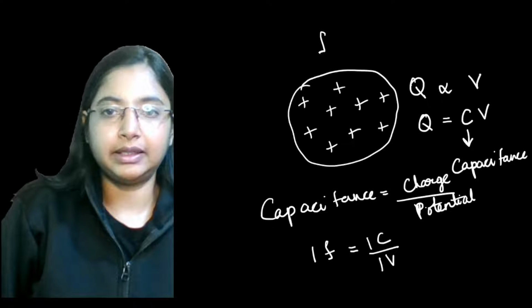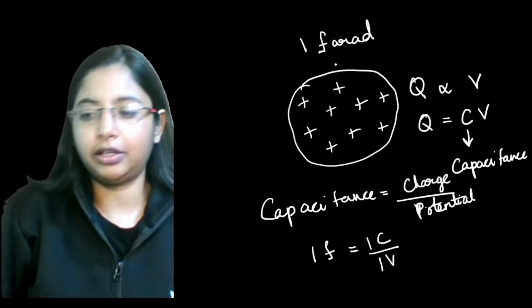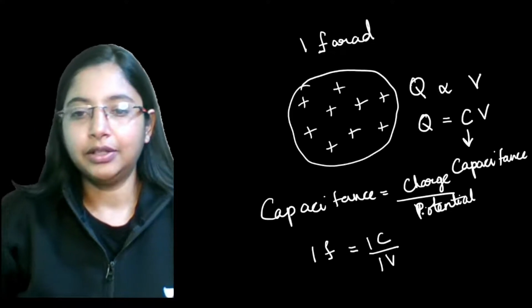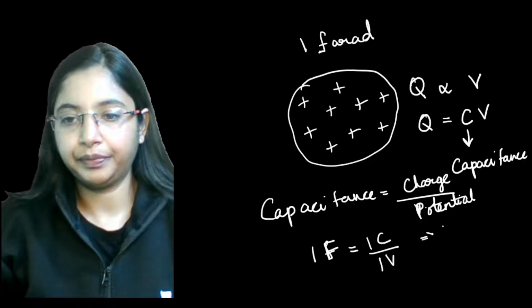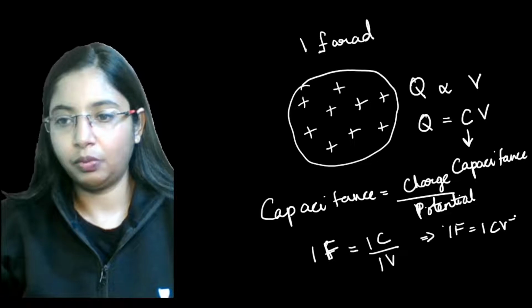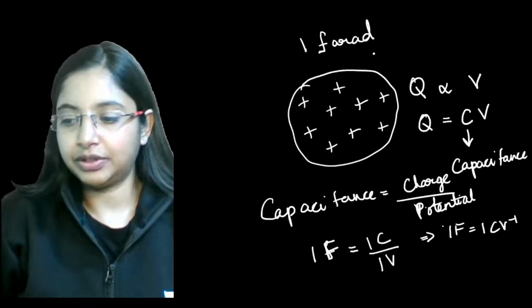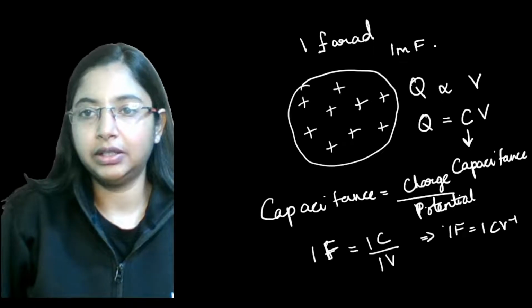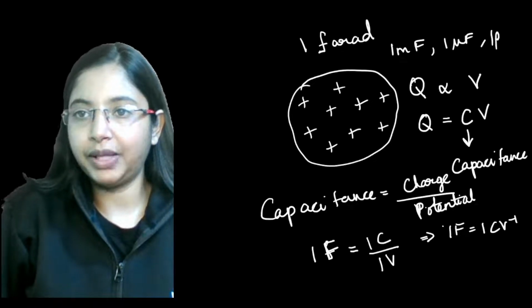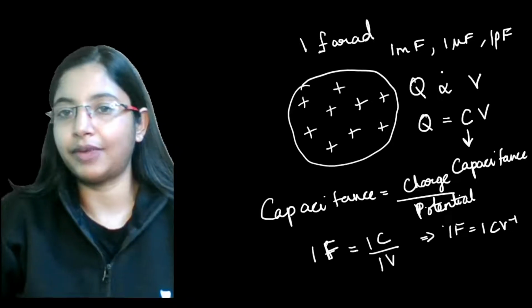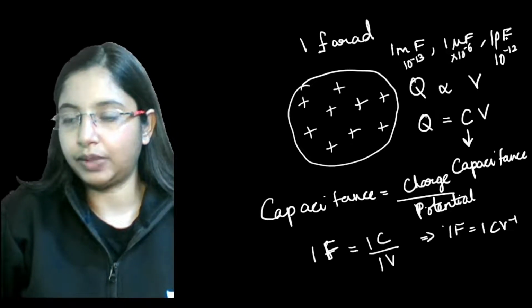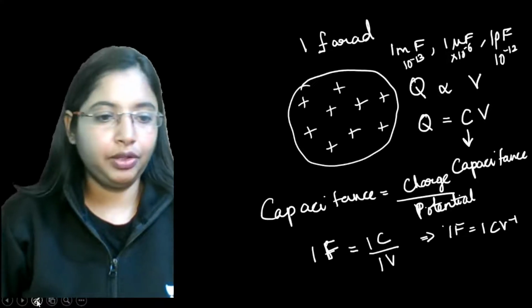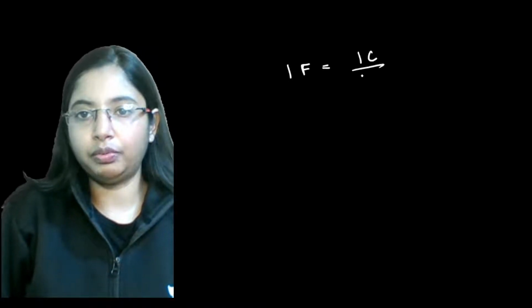So the unit of capacitance is farad, and 1 farad is a very high value. 1 farad is equal to 1 coulomb per volt. We don't usually use 1 farad because it's a very high unit. Sometimes we use 1 millifarad, 1 microfarad, or 1 picofarad. These are the capacitor values that you can see. Milli is 10 to the power of -3, micro is 10 to the power of -6, and pico is 10 to the power of -12. So we know the value of 1 farad: 1 coulomb by 1 volt.